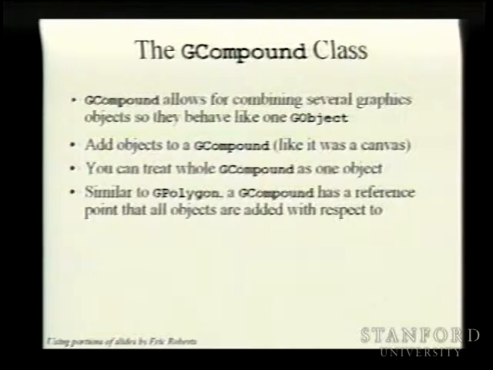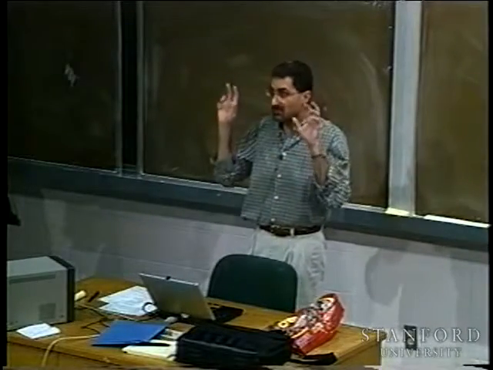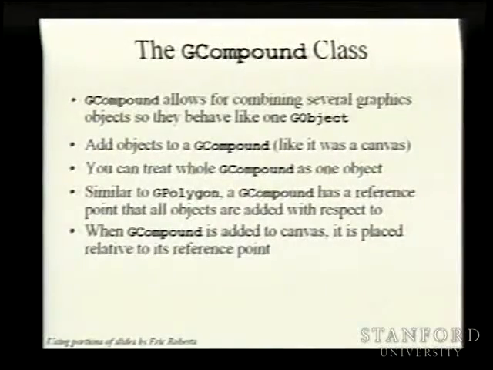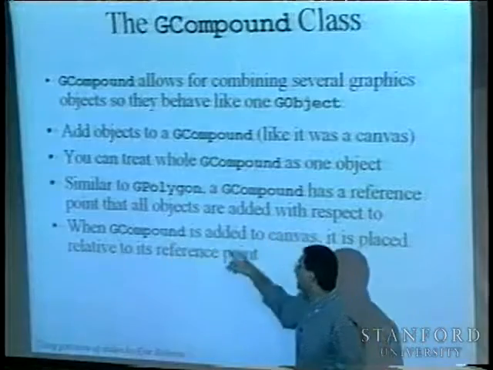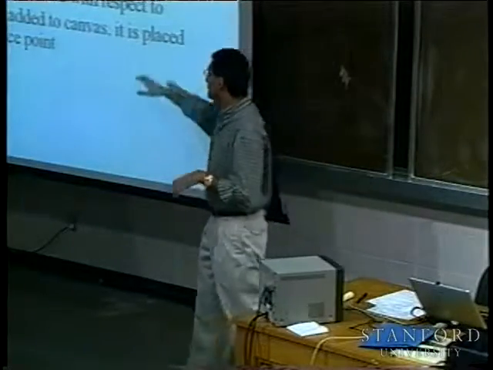So similar to a G-polygon, a G-compound also has a reference point. When you add objects to the G-compound, you add all the objects relative to some imaginary reference point that the G-compound has. Okay? And finally, how do you display this thing? When you add things to a G-compound, they're not displaying on the screen. You need to take the G-compound and add it to the canvas just like all the other rects or ovals or whatever you did before.